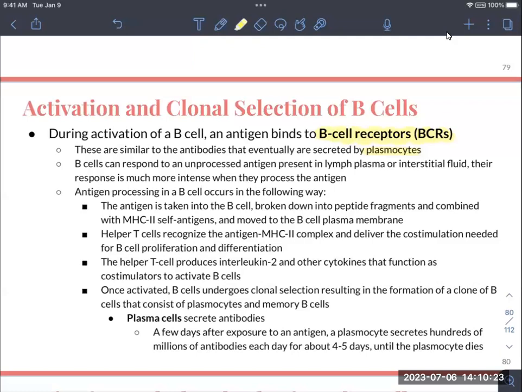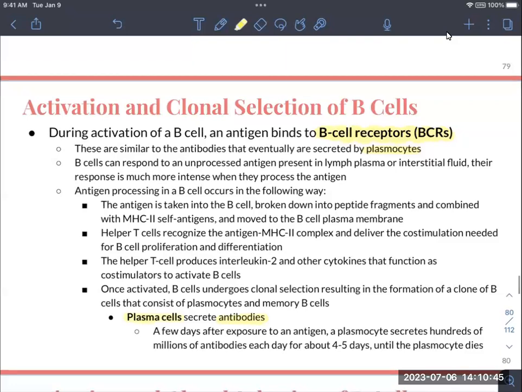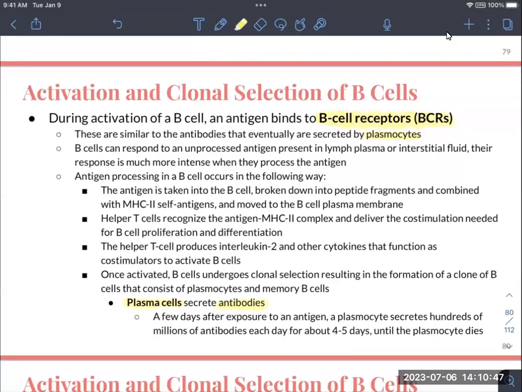So those B cells can undergo clonal selection, and that results in the formation of B cells that become plasmacytes and those memory B cells. Those plasma cells secrete out those antibodies. After a few days, those plasmacytes secrete hundreds of millions of antibodies each day for about 4 to 5 days until that plasmacyte dies.